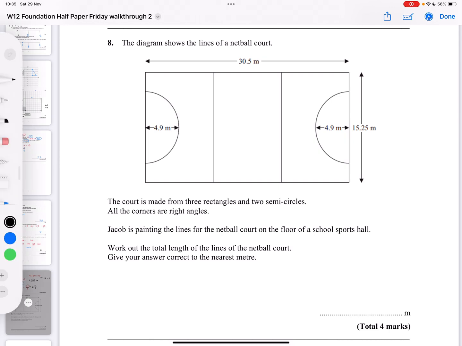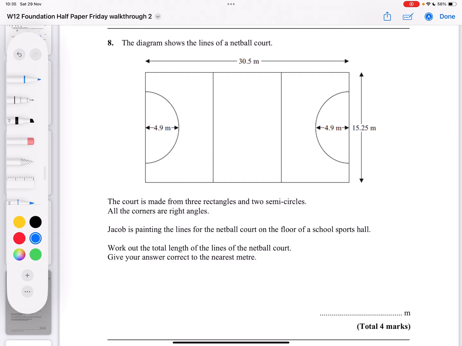We use the fact that opposite sides of rectangles are equal in length. So we've got a full length at the top of 30.5 metres. So we know that the bottom length is 30.5 metres as well. We know we've got a height of the rectangle is 15.25. So I've got 4 of those lengths in total.